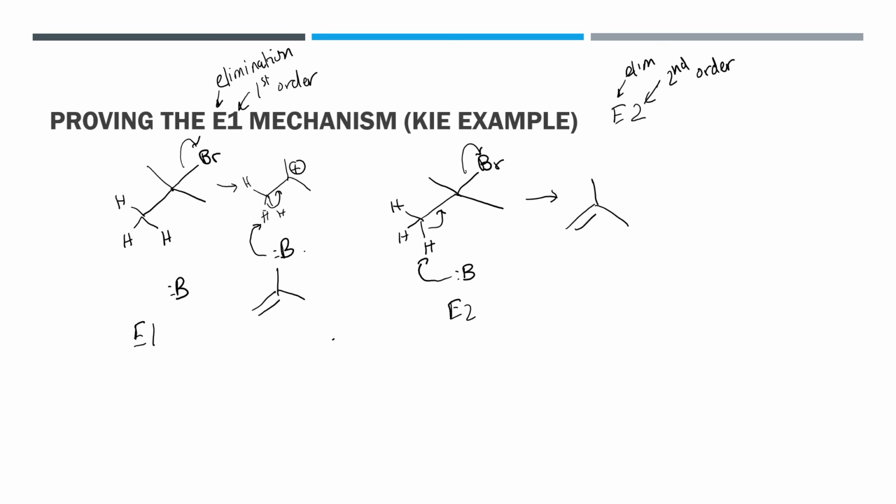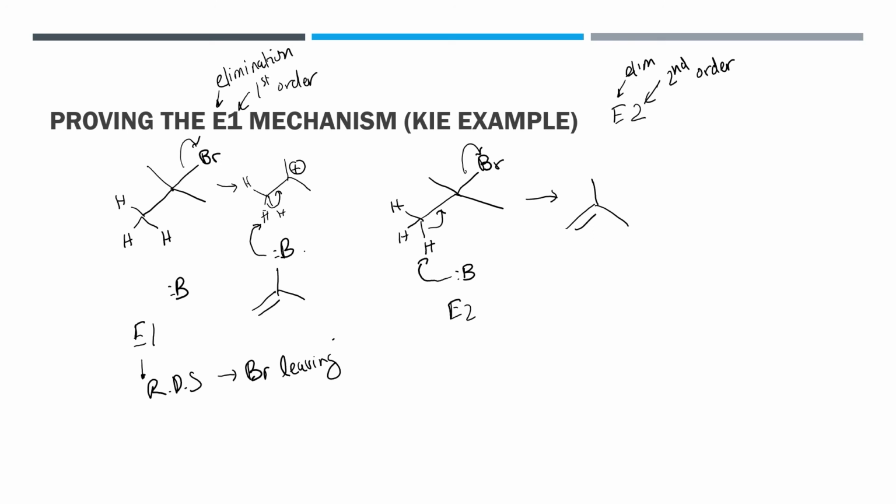Now I want to think about rate determining steps, right? This is what we want to think about when we're looking at this kinetic isotope effect. When we look at the rate determining step of the E1 reaction, the rate determining step is the bromine leaving. Why is this the rate determining step? Because when the bromine leaves, we leave the carbon with an incomplete octet. It only has 6 electrons.